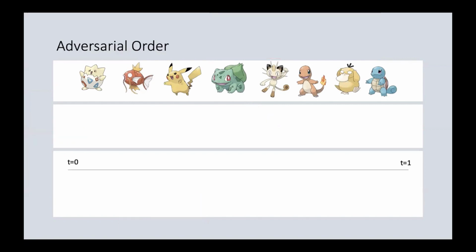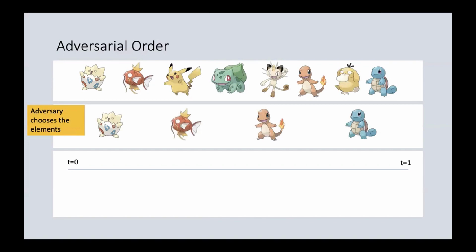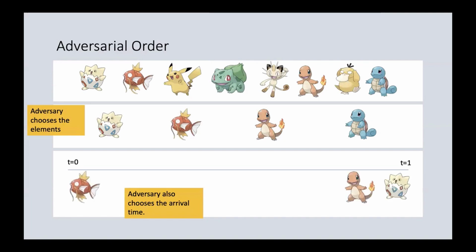So what we saw in the previous slide was what happens after the stream is prepared. But there are several ways of preparing a stream, and people like to study this one that they call adversarial order. So the adversary chooses the elements first. So let's say he chose these elements. Finally, the adversary also chooses the arrival time of these elements. So in this model, the adversary is very powerful. That's why it leads to worst case guarantees, and this is not satisfactory.